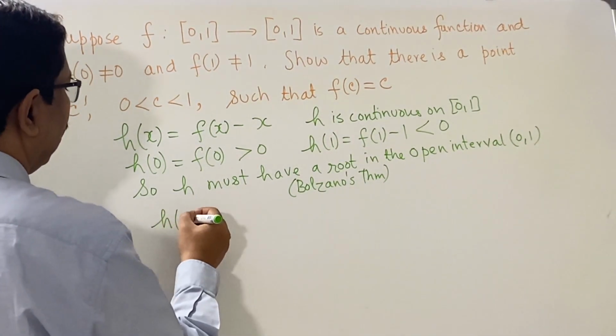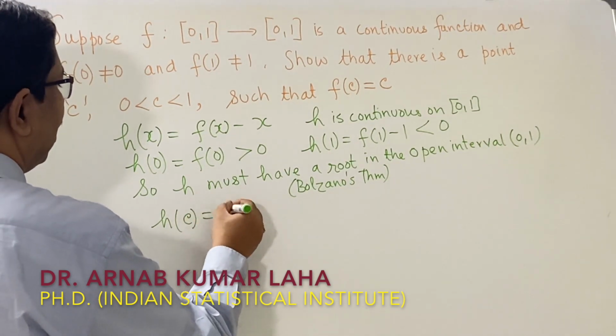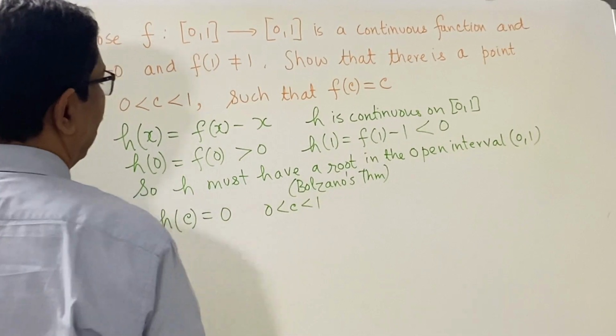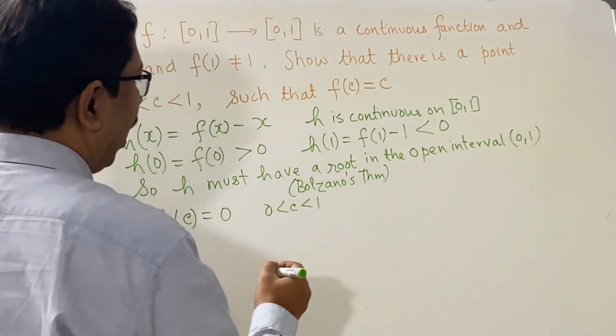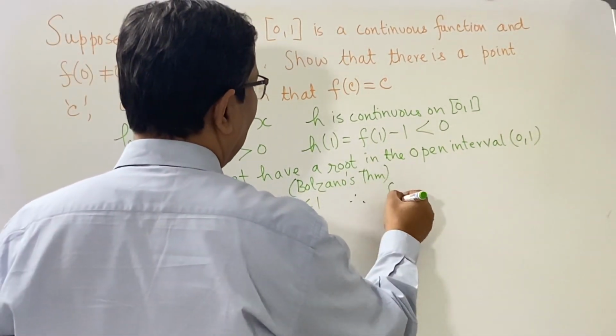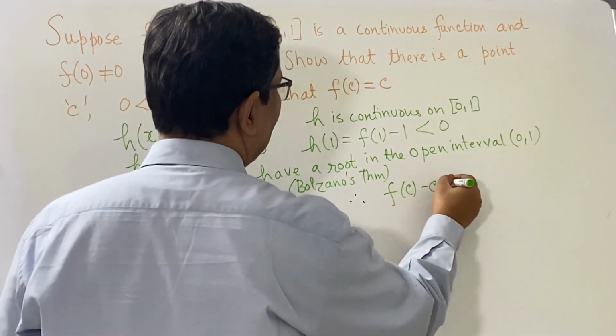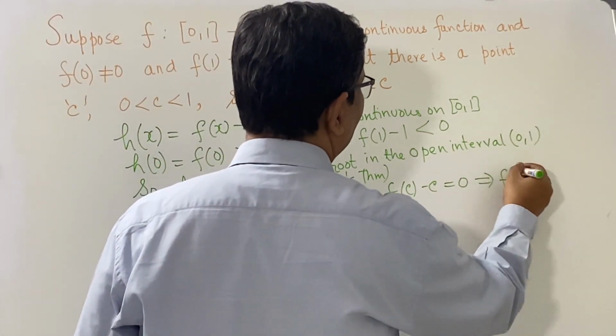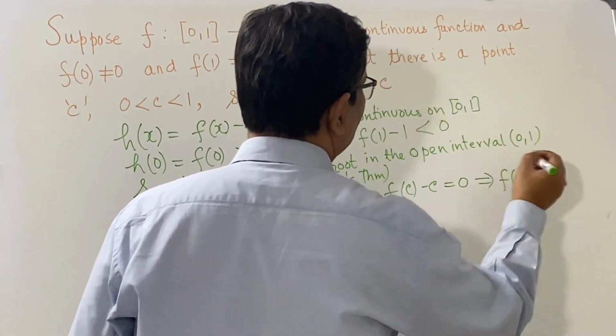So, h(c) is equal to 0 for some c where c lies between 0 and 1. So, c is the root and therefore, f(c) minus c is equal to 0, which proves our claim that f(c) is equal to c. That's a good point to stop.